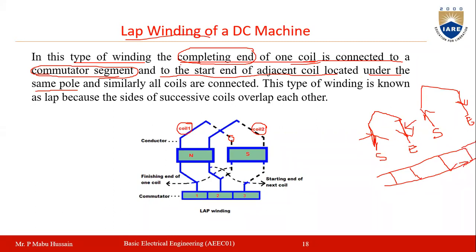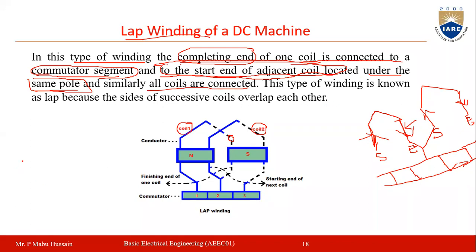Now this completing end will be connected with one commutator segment and to the start end of the adjacent coil. Okay. The start end of the adjacent coil, like this you will connect. Okay. And which is under the same pole. If you observe the poles here, this commutator will be at the same pole. So similarly, all coils are connected like this.